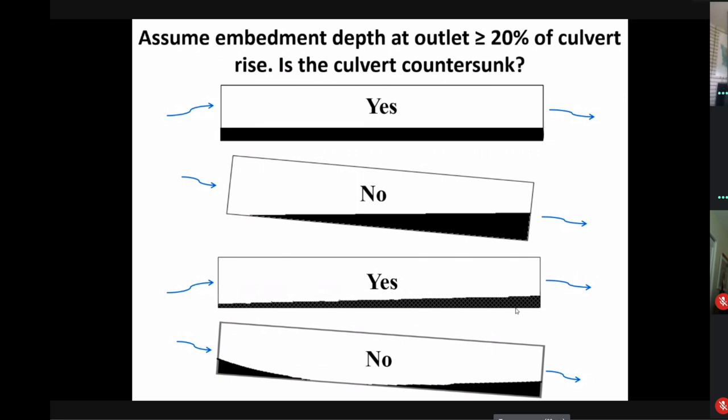That's 20%. 16%. Oh, it's not 20%. Yeah, 16.6 repeating, almost 17%. So that's not countersunk. Hypothetically, right? I mean, that's an example.